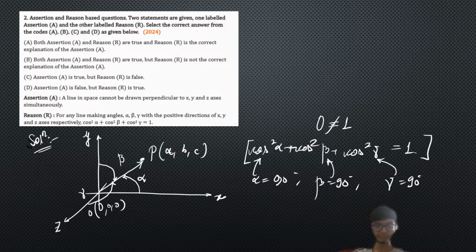Is this clear? Please let me know in the group chat if it is clear. So our option A is the correct answer. That is, our assertion is correct, the reason is also correct, and the reason is definitely the correct explanation of this particular assertion. As simple as that.